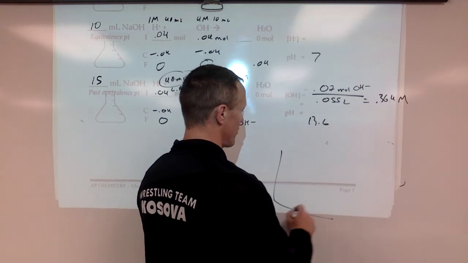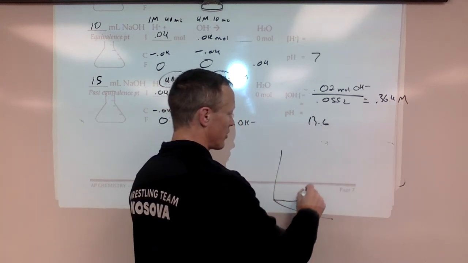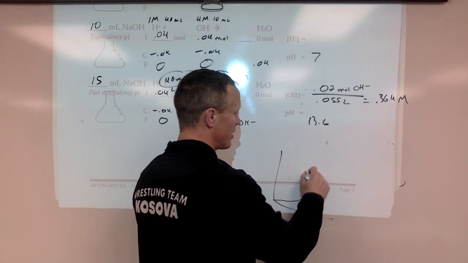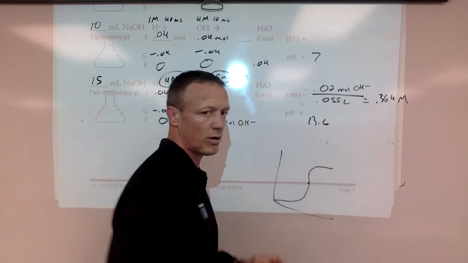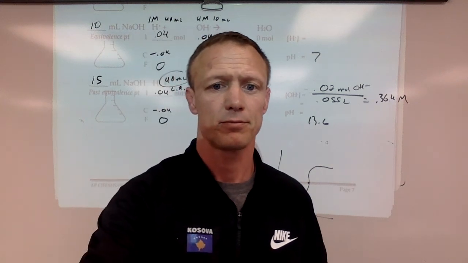So as you're drawing your curve, you start at the bottom, then curve it up there, and your middle point would be a 7. It's going to level off up here at around 13.6. That's it.